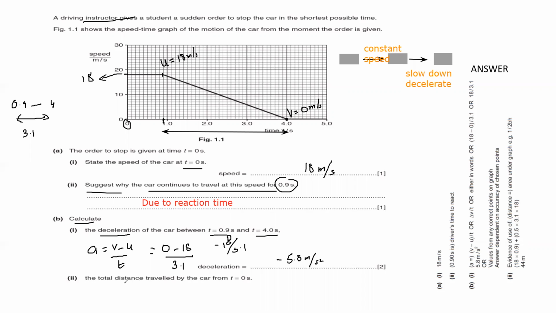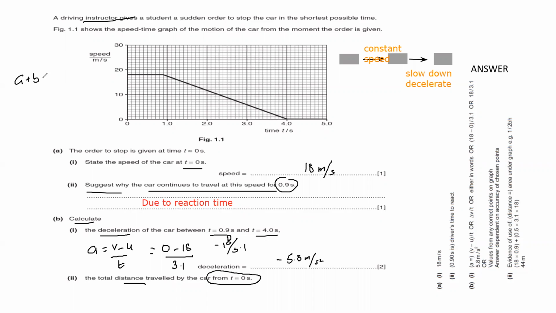The next part: the total distance traveled by the car from t equals 0. So from the start to the end, what is the distance traveled by the car? For a speed time graph, if we are calculating a distance, we can use the area under the graph. In this example it's a trapezium, so you can use the formula for a trapezium: the sum of the parallel sides, a plus b, multiplied by h, divided by 2.